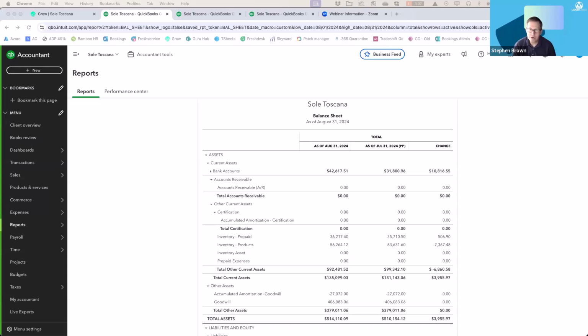Are you able to create a 13-week cash flow forecast with Grow? Ooh, that's a great question, Mark. Let me show you. Short answer is it would be really hard. There are tools out there to create cash flow forecasts, and I regularly look at the tools and try to decide, are they better?